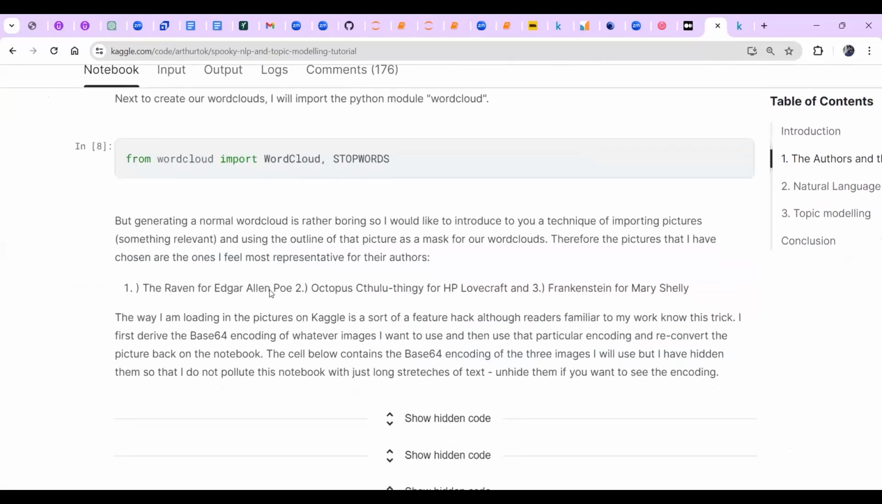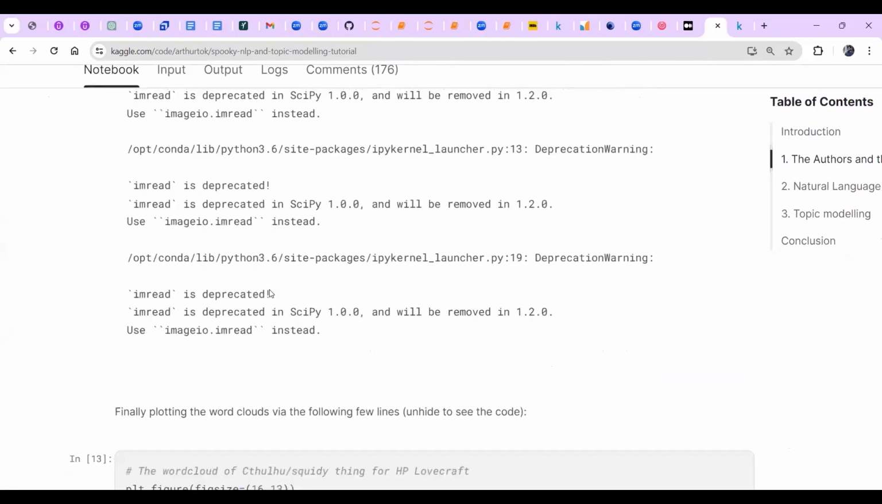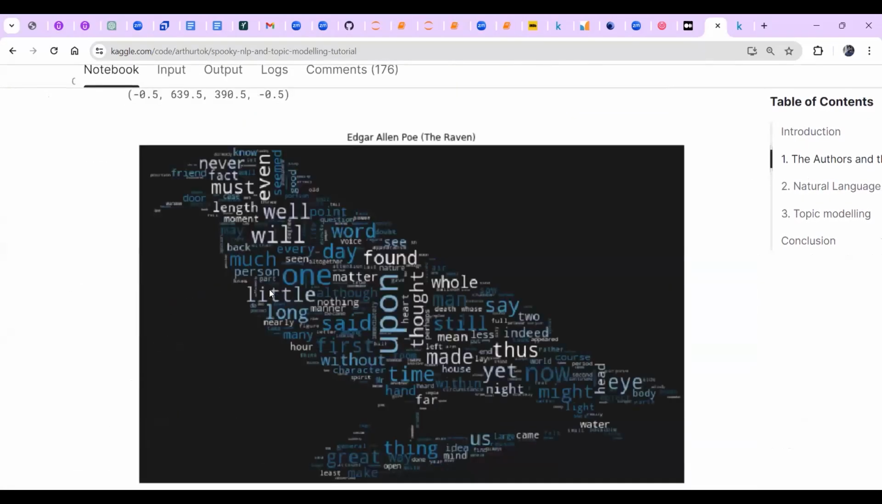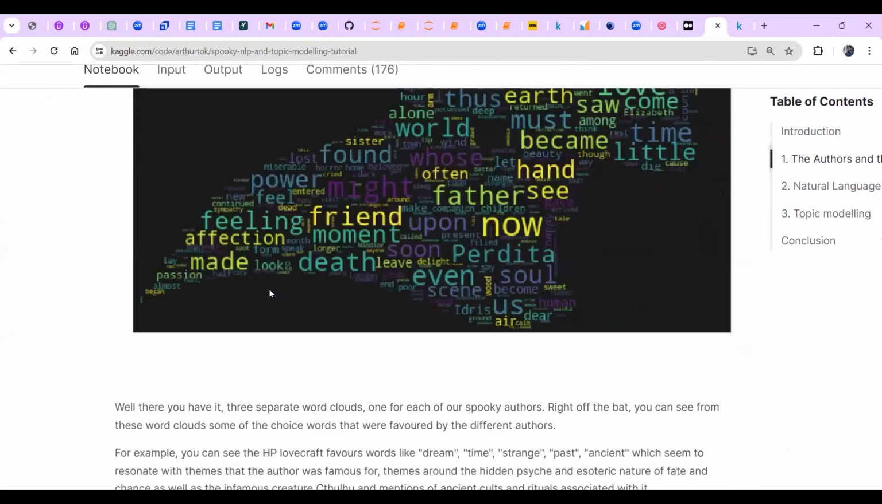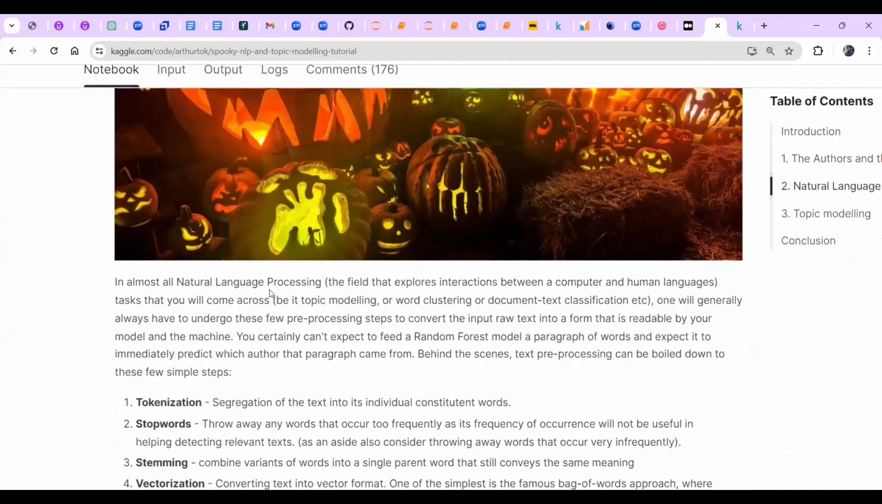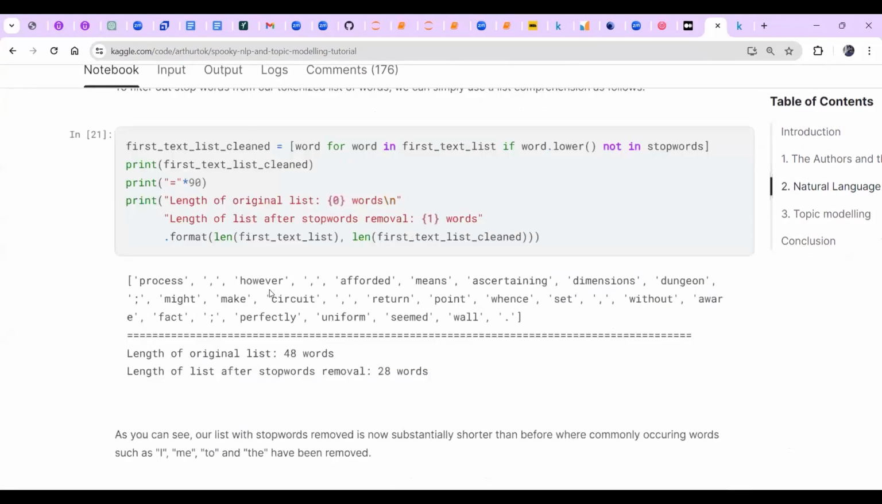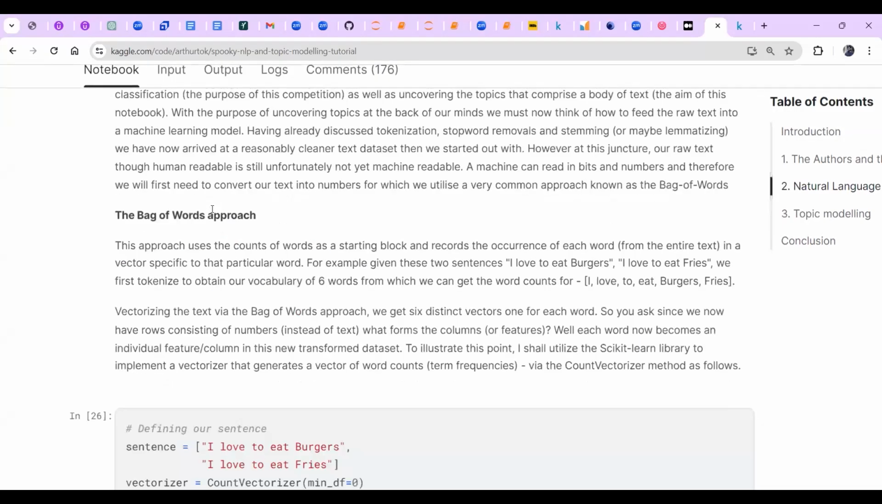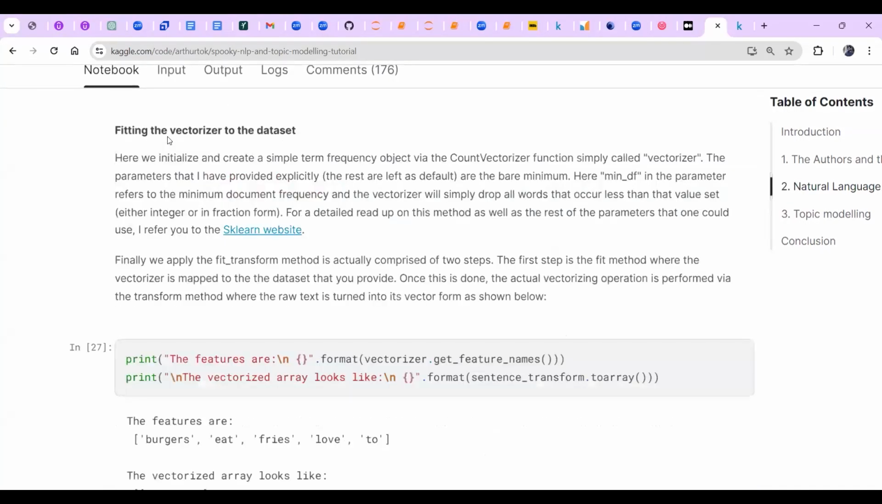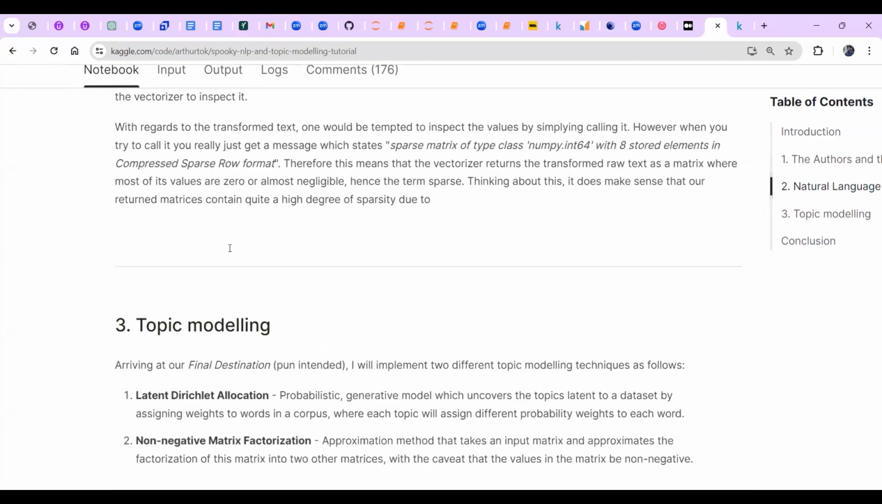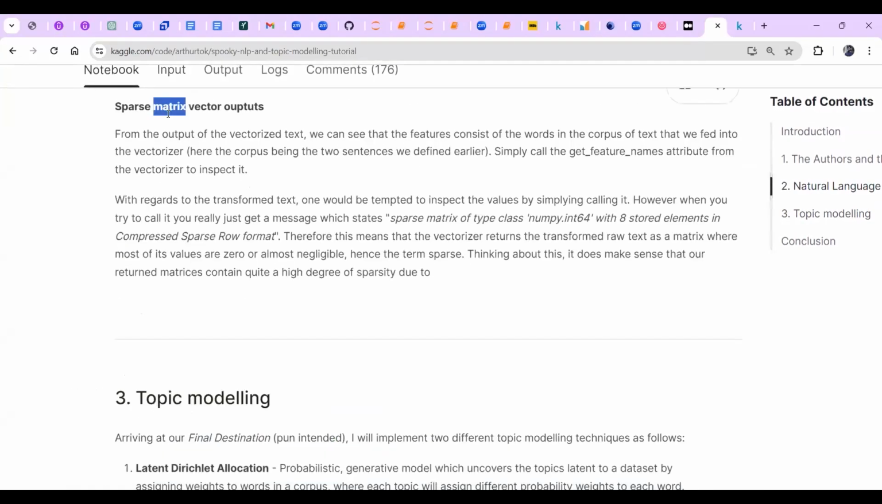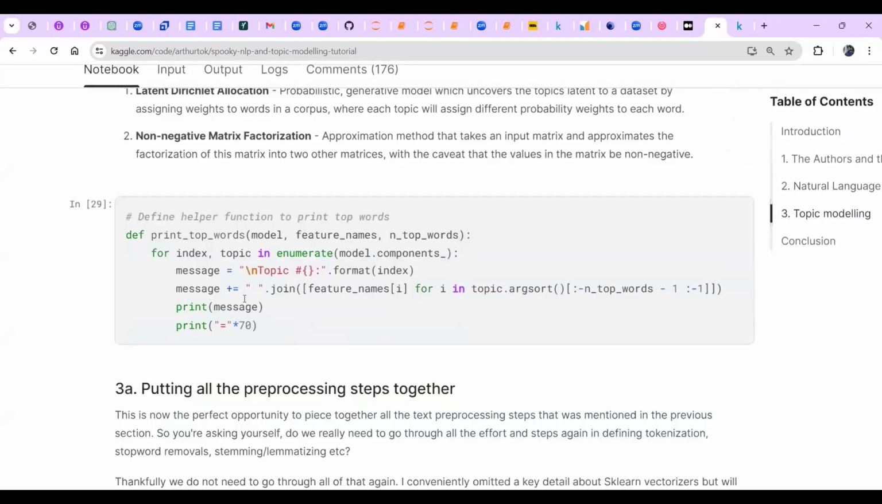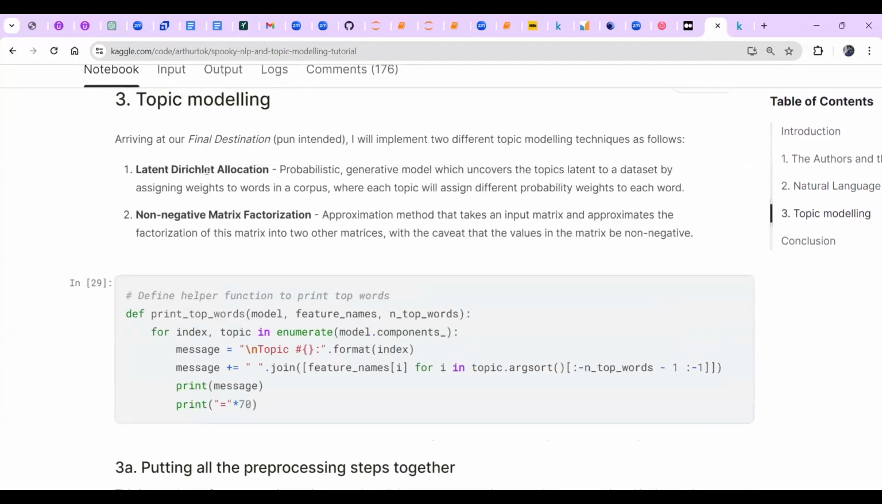EDA, I'm skipping the EDA. You can just check the counts of different bigrams, unigrams, and all that. This is fine. Removal of stop words, stemming, lemmatization, all this is done. Vectorizing, bag of words approach. They have only used bag of words. They are getting a sparse matrix because they are using bag of words. They are doing topic modeling where they are using LDA.